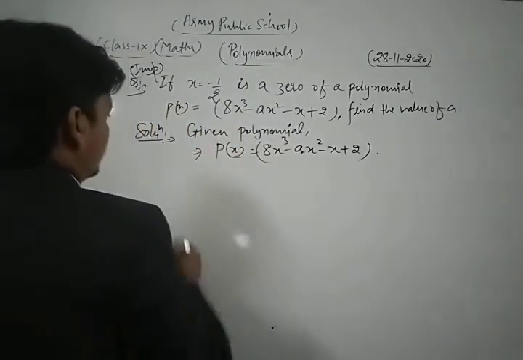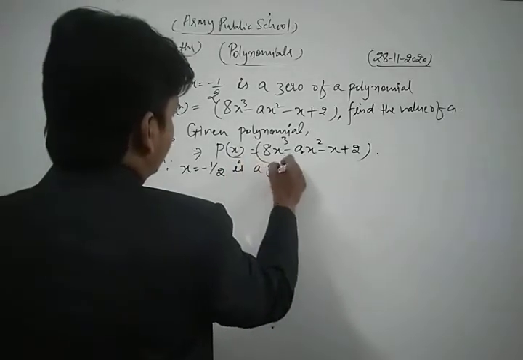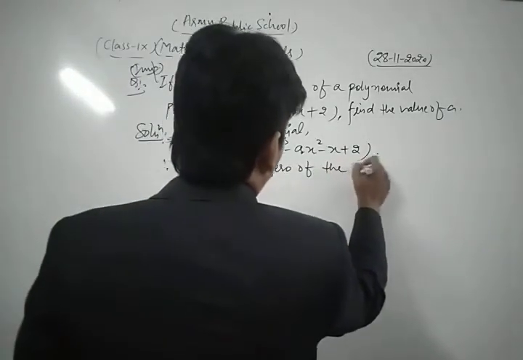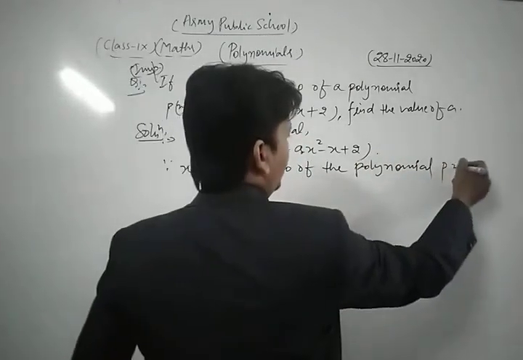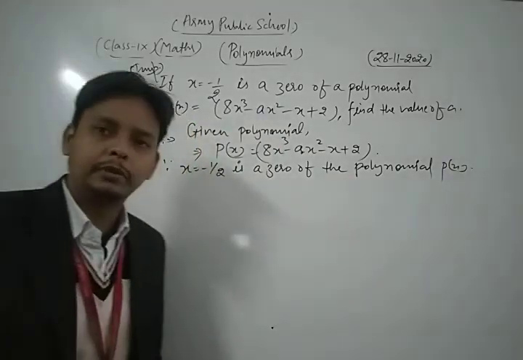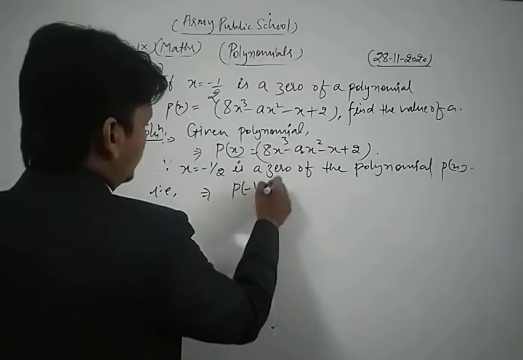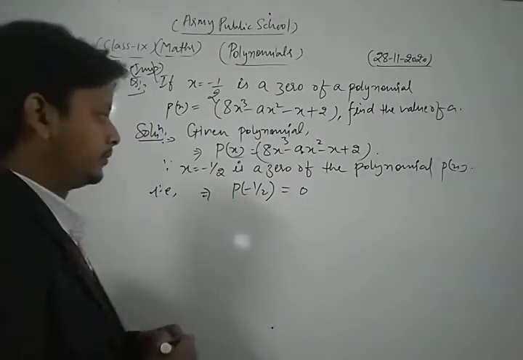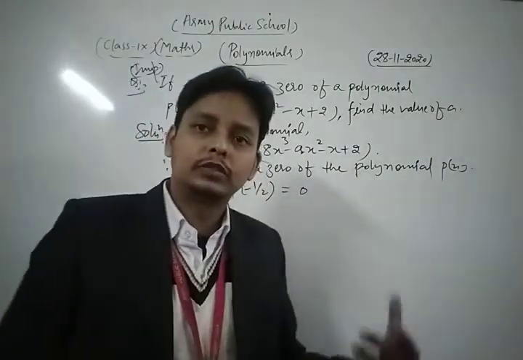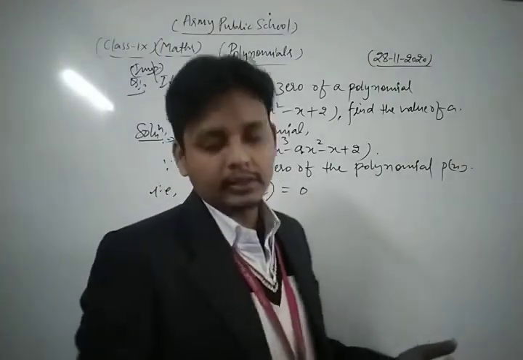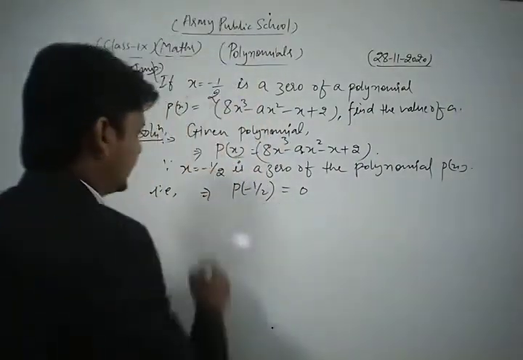Now since x is equal to minus 1 by 2 is a zero of the polynomial p of x, then p of minus 1 by 2 must be equal to 0. We just replace x by minus 1 by 2, and its value is equal to 0 because this is a zero of the polynomial. So we apply that concept here.